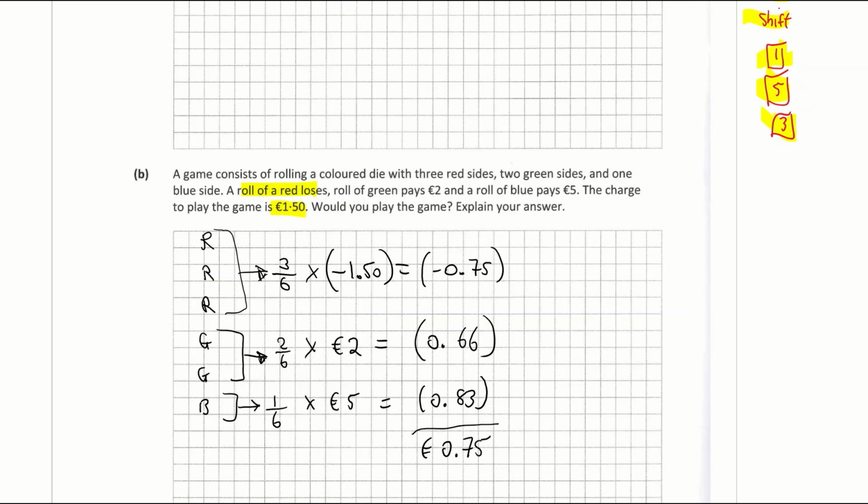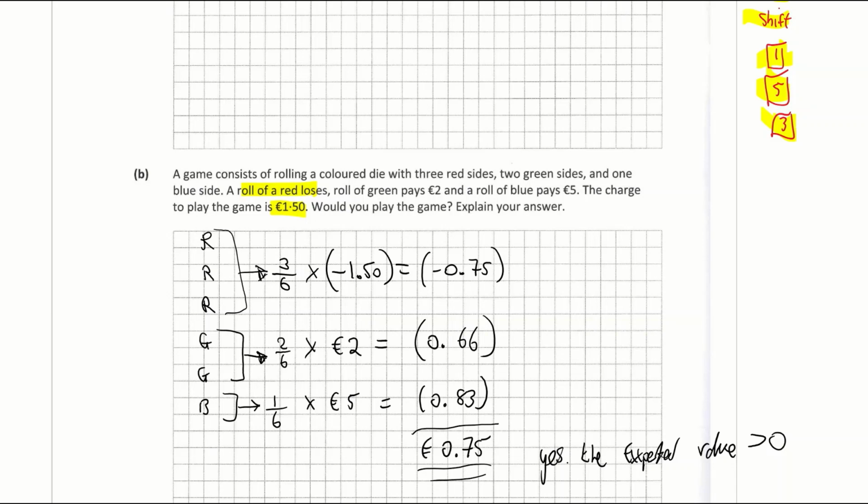0.75 in gains. So that's telling me, the question then says, would you play this game? Explain your answer. I would say yes, because the expected value is above 0. I'm earning 75 cents in addition here.